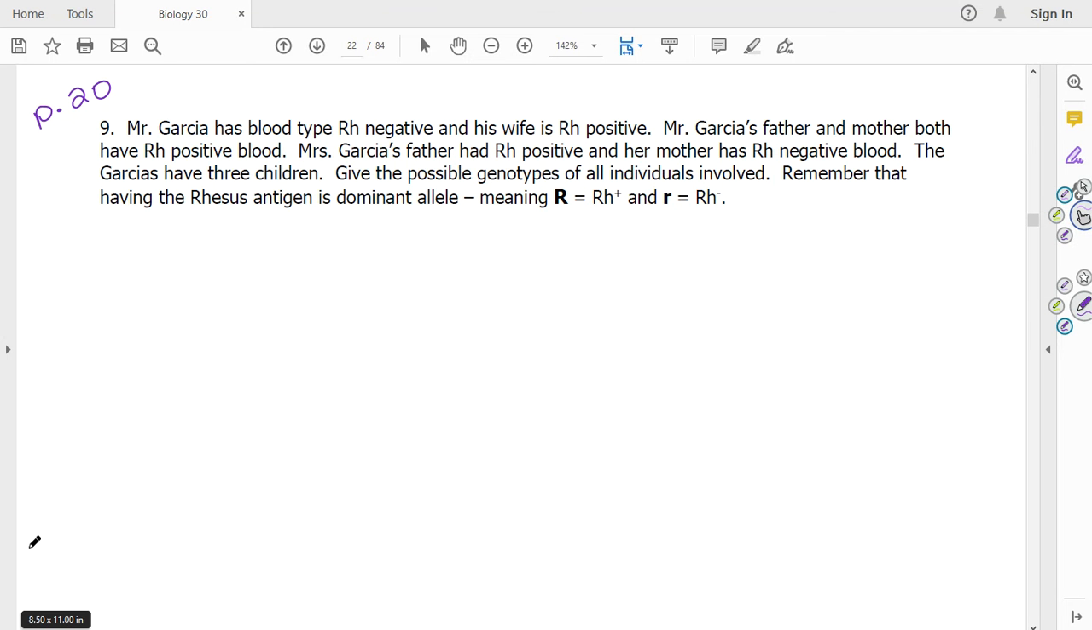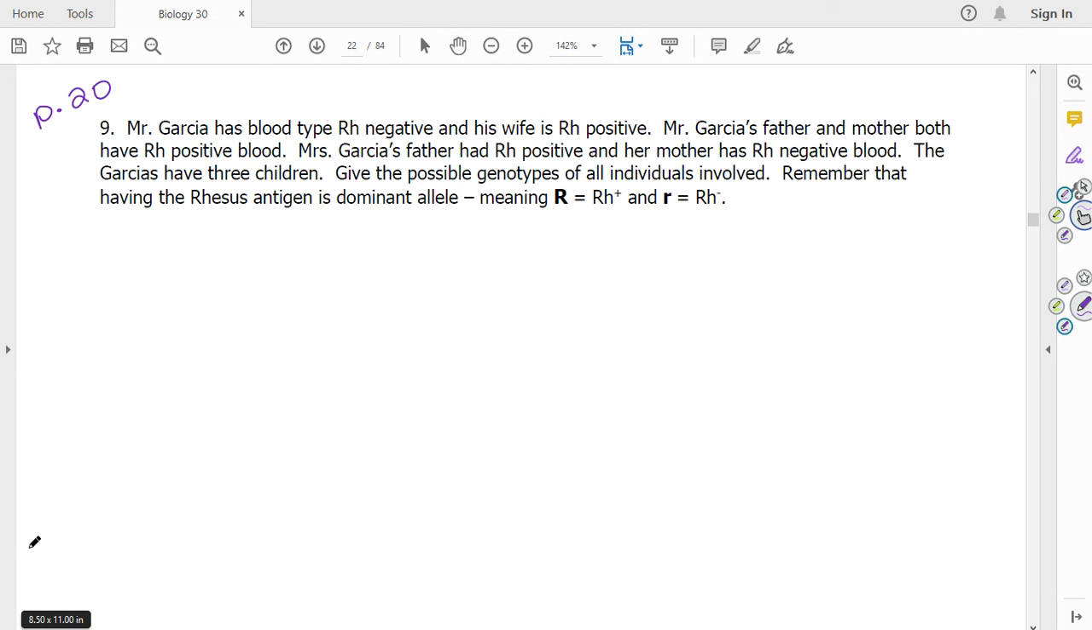Okay, Mr. Garcia has blood type Rh negative and his wife is Rh positive. Mr. Garcia's father and mother both have Rh positive blood. Mrs. Garcia's father had Rh positive and her mother has Rh negative blood. The Garcias have 3 children. Give the possible genotypes of all individuals involved.